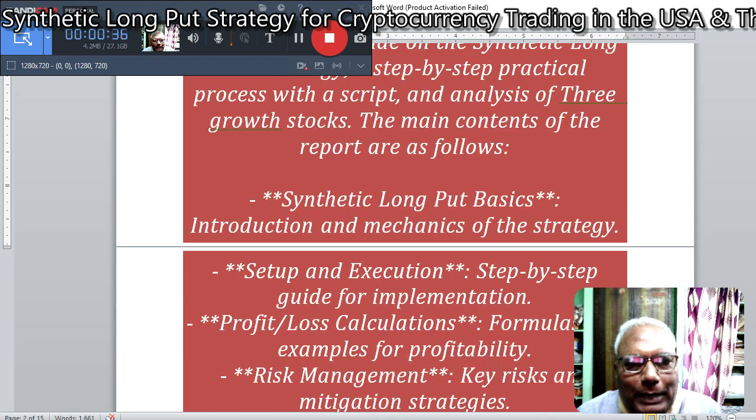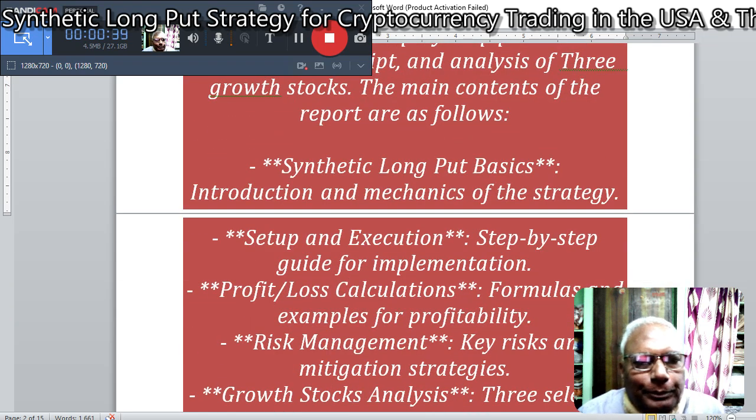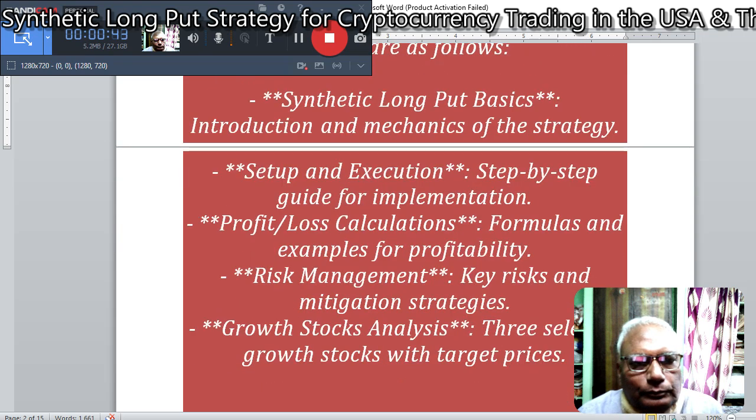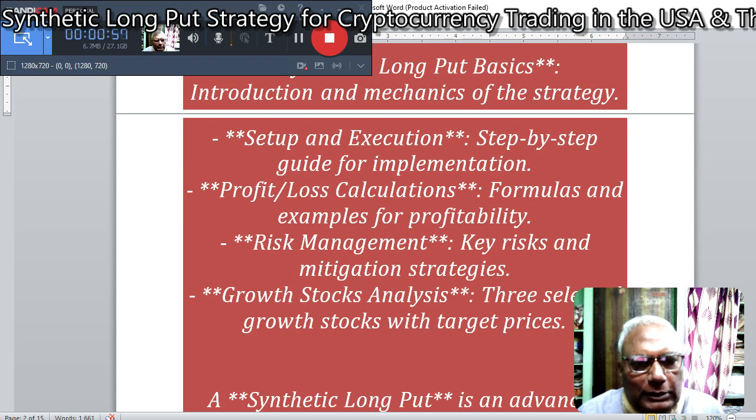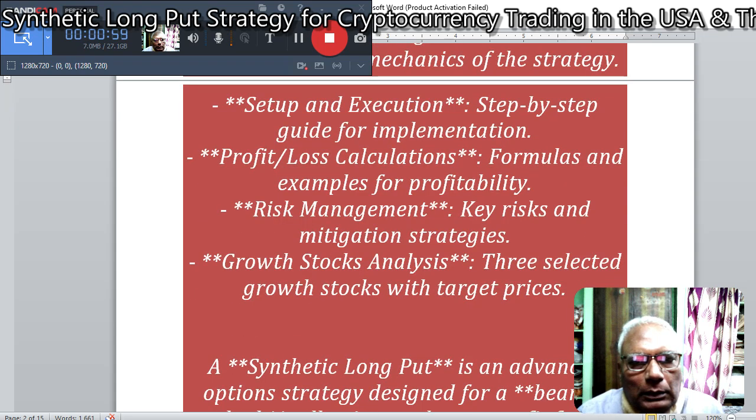Synthetic long put basics, introduction and mechanics of the strategy. Setup and execution, step-by-step guide for implementation. Profit or loss, calculation formulas and examples for profitability. Risk management, key risks and mitigation strategies. Growth stocks analysis, three selected growth stocks with target price.